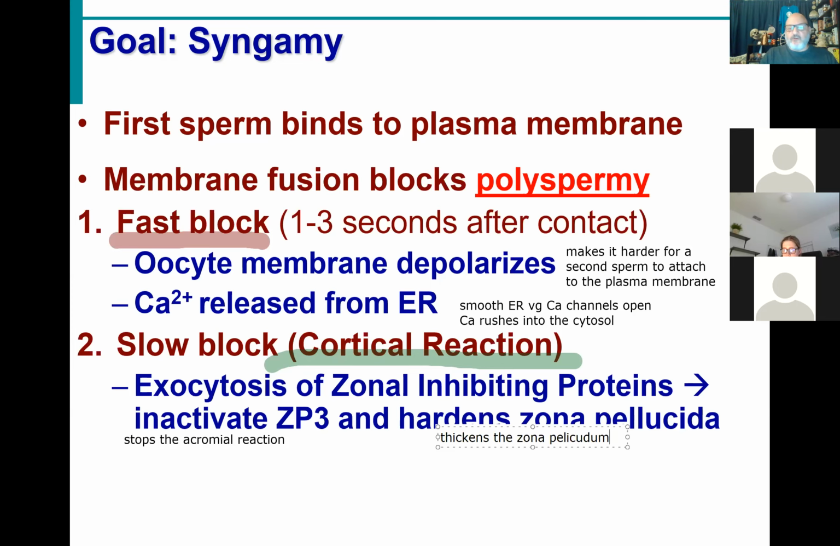Because we want to, oh, I did this really badly. There we go. We want to maintain that egg shell until it actually gets to the uterus. It won't be until it gets to the uterus that it will hatch from the zona pellucida and thereby be released and capable of implantation.